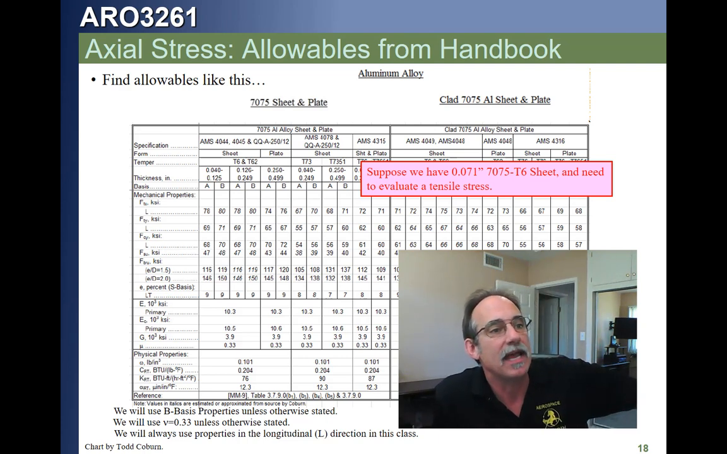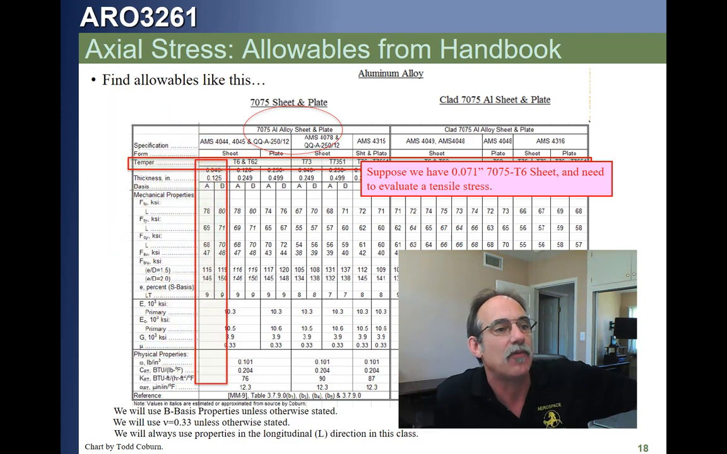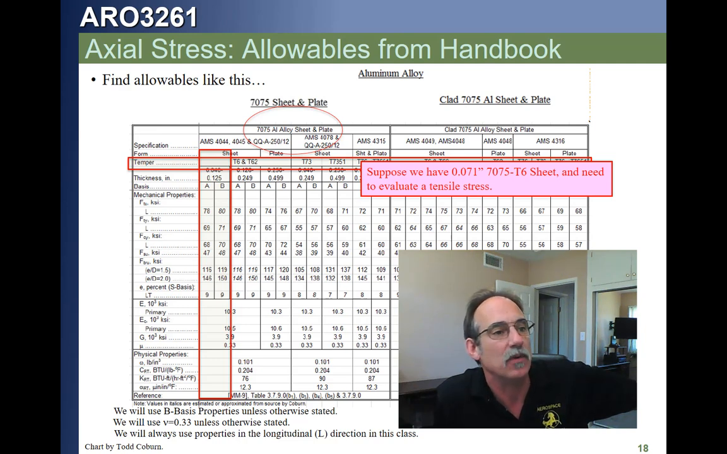We find that, okay, it looks like we're in this leftmost piece, 70-75. And then we go and look and say, okay, it's sheet, great. What is the thickness? 0.71. So we've found that it's 70-75. We then are going to say T6, so it looks like that's over to the left. And for this thickness, 0.71, it falls in this first little set of columns. You'll notice for this thickness, 0.71 falls between 0.40 and 1.25.